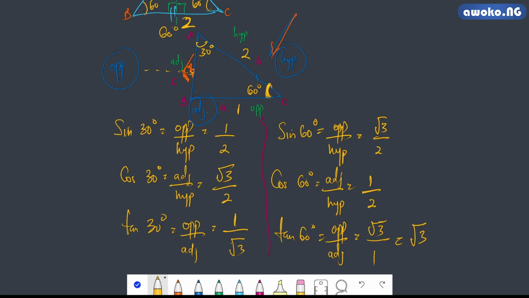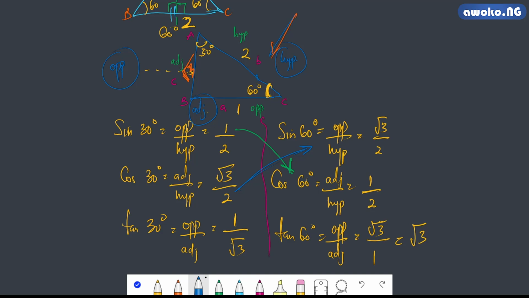And you will realize that in analysis, sine 30 is equal to cos 60. Are you seeing it? Sine 30 is equal to cos 60. And of course, cos 30 is the same as sine 60. Cos 30 is the same as sine 60. So this is what we have.